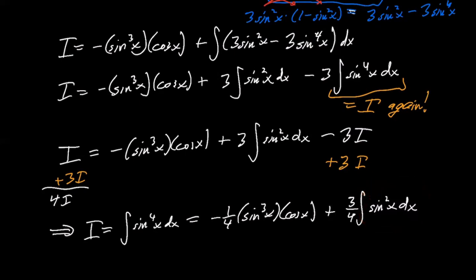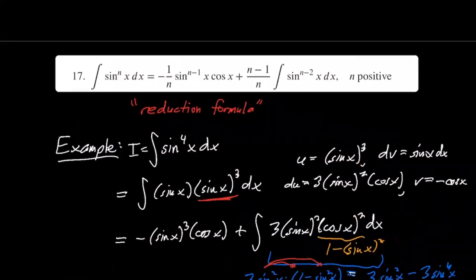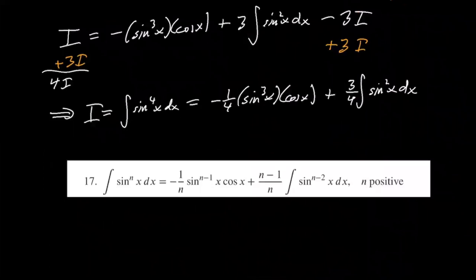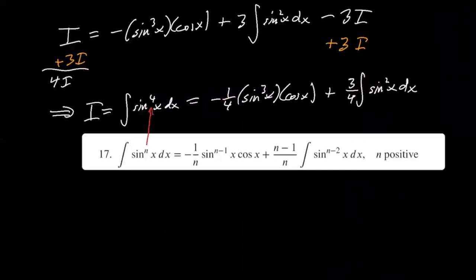And we could keep going, but let me just compare this to the formula up here. In fact, maybe I can copy this. Copy, paste. Yeah, let's see what these look like next to each other with n equals 4. Does that work? If this is a 4, this is a negative 1/4. That's good. Sine cubed, that's n minus 1, times cosine.